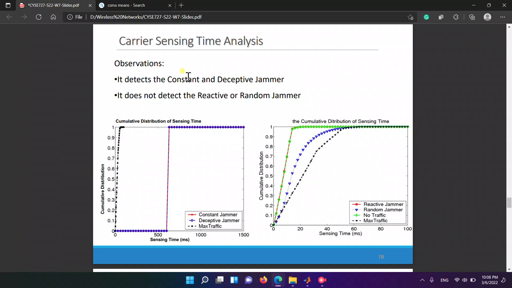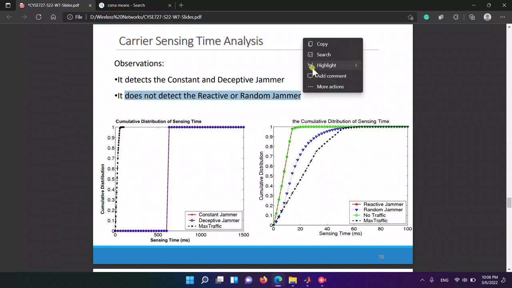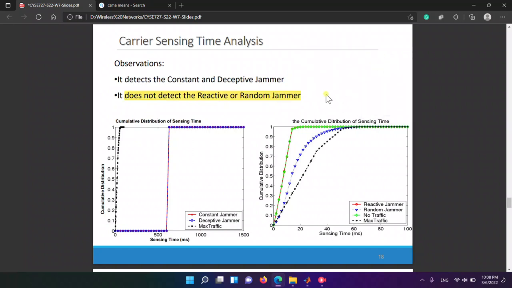Carrier sensing time analysis. أول شيء عندنا it detects the constant and deceptive jammer. ليش it detects the constant and deceptive jammer but it does not detect the random and reactive jammer. Okay. تمام. So I think the reason is because ال constant jammer بغير الوقت sensing time. So خلنا نشوف هذه constant jammer وهذه deceptive jammer وهاي max traffic. فلما يكون عندنا max traffic هيك الوقت بيكون كتير قصير. Okay. بس لما يكون عندنا jammer الوقت بيكون كتير طويل. الوقت طويل كتير يعني في فرق كتير كبير 500 ملي سكنز.